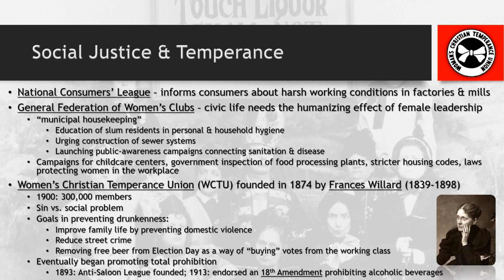Okay? The Anti-Saloon League is one that goes about trying to outlaw saloons in general because they're centers of drunkenness and prostitution and gambling and all that kind of stuff. And in 1913, they're the ones who actually end up endorsing the 18th Amendment, which ends up enacting prohibition altogether. Okay, so eventually the prohibitionists do win out for a brief time before prohibition is repealed.